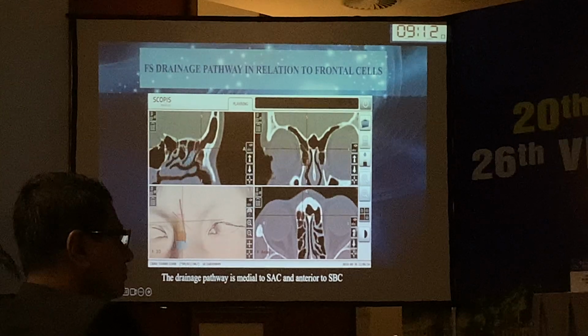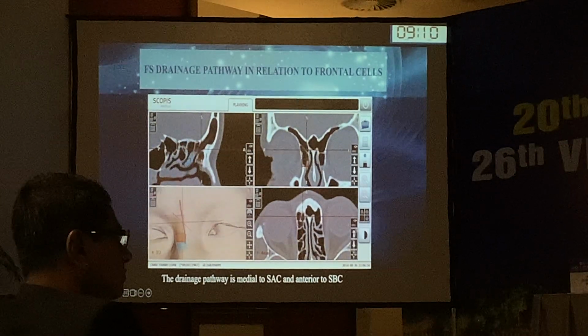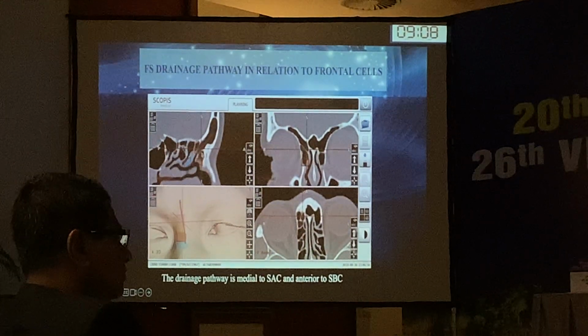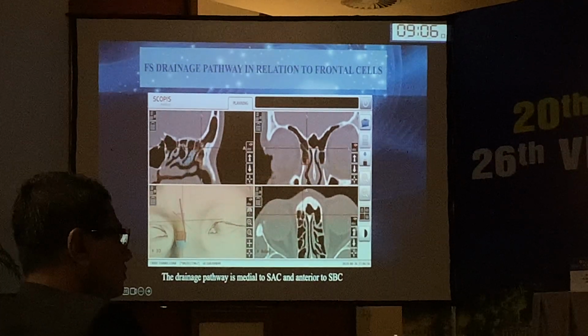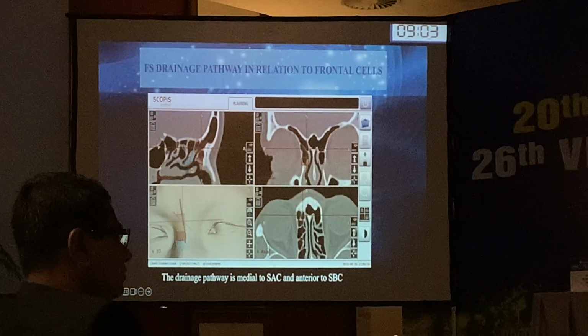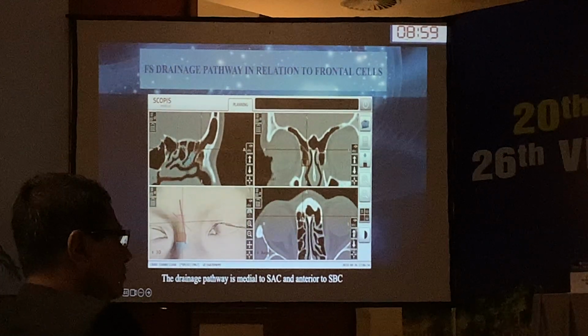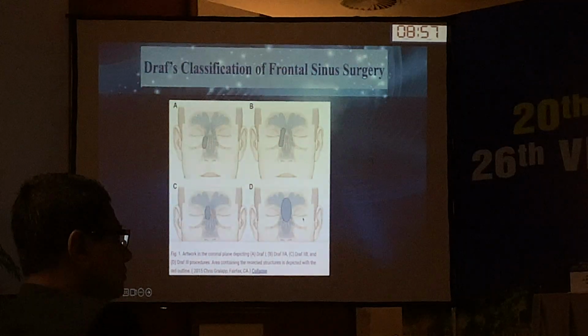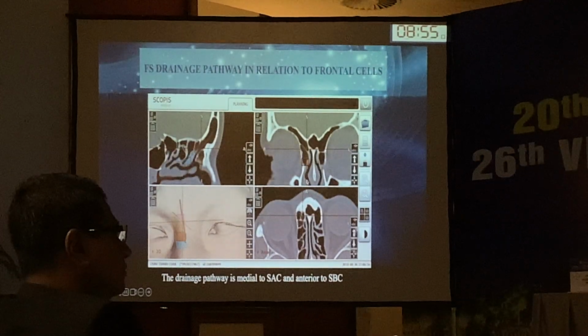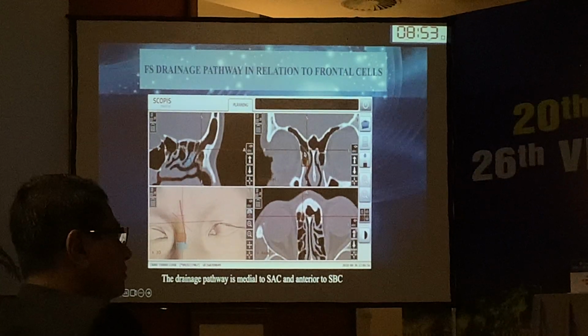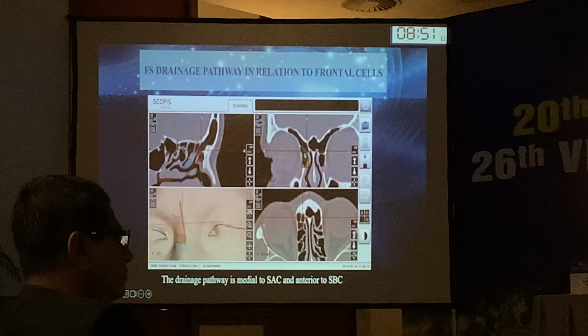So here is an example. This is the agger, supra-agger, bulla, suprabullar, and we draw the frontal drainage pathway. In this case, the pathway is medial to the supra-agger cell and anterior to the suprabullar cell.